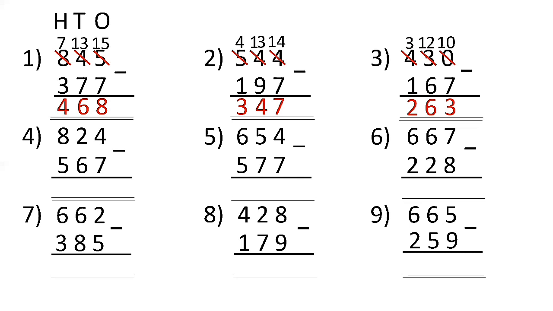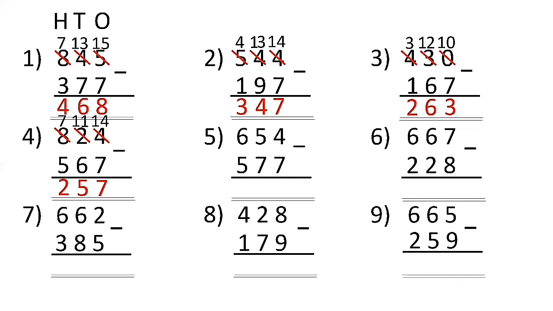Number 4, 824 minus 567. We cannot subtract 4 by 7, so we need to borrow in the tens place. 2 becomes 1, and 4 becomes 14. 14 minus 7, that's 7. 1 minus 6 cannot be, so we need to borrow in the hundreds place. Cancel 8 becomes 7. 1 becomes 11. 11 minus 6, that's 5. And 7 minus 5, that is 2. So our answer is 257.